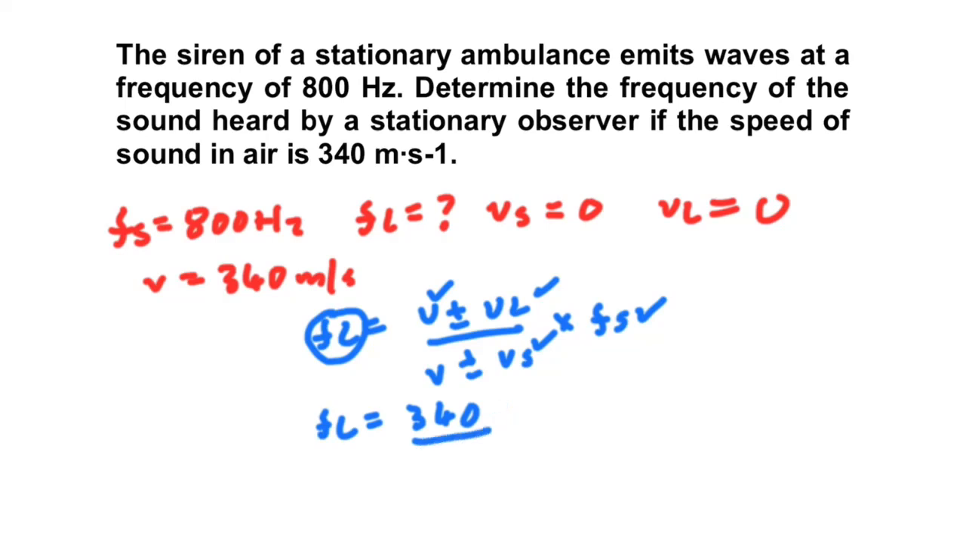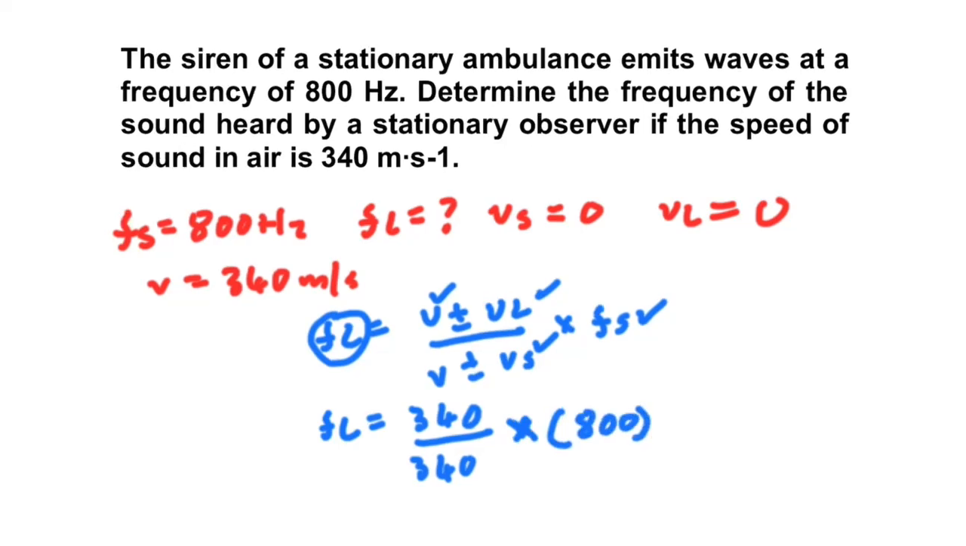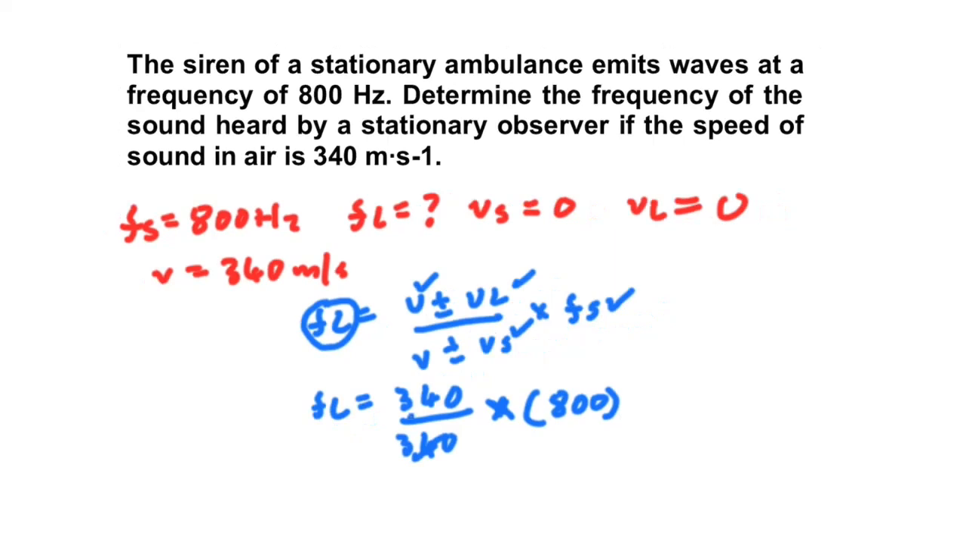Divided by V plus or minus VS. Well, the speed of sound in air is 340. Our source is stationary, so plus 0 or minus 0, we can also just forget about that because it doesn't make any difference. Multiplied by FS. The frequency emitted by the sound source is 800 Hz, so we're going to have 800. Now let's take a look. 340 will cancel out with 340. So we have the frequency observed by the listener being equal to 800 Hz.